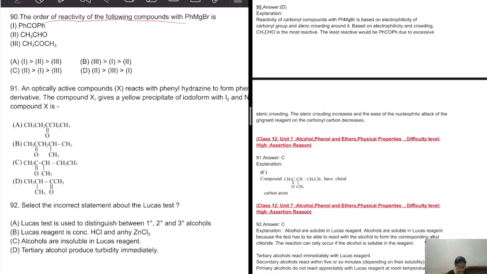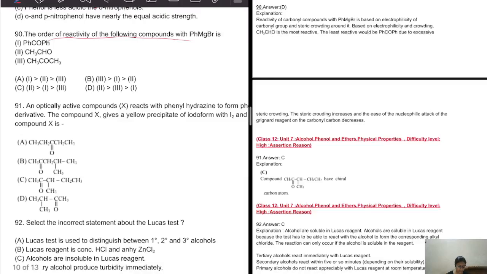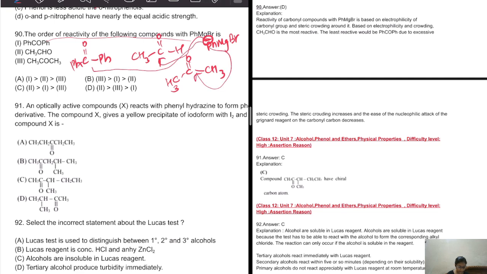The correct order of reactivity of the following compounds with PhMgBr is. So let's see the structure. For CH3 we have, and for this we have. Okay. So C. Here PhMgBr, which is a Grignard reagent, has a negative charge. So it will attack the electrophilic carbon of the carbonyl group. It will attack here, it will attack here, and it will attack here.